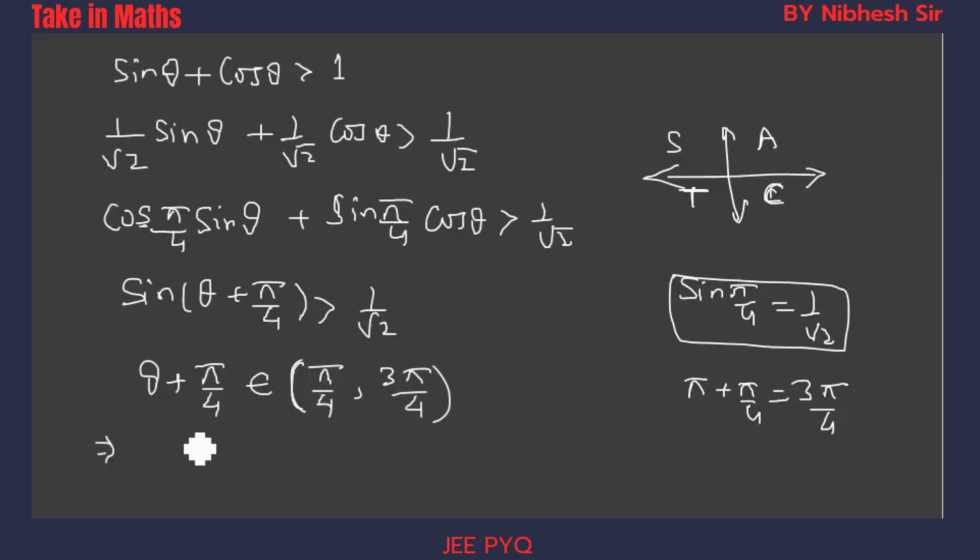So from here, theta belongs to (pi by 4 minus pi by 4, comma what?